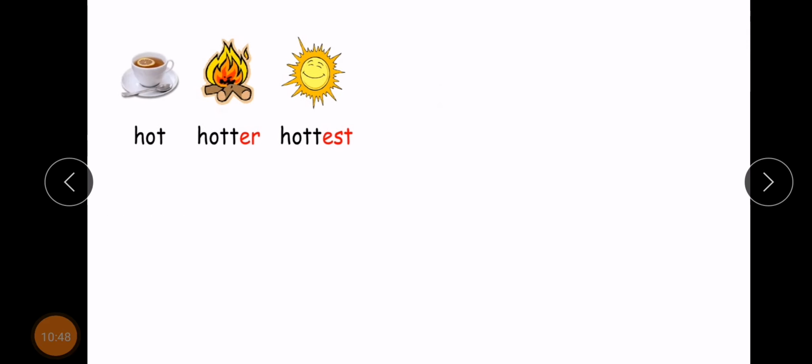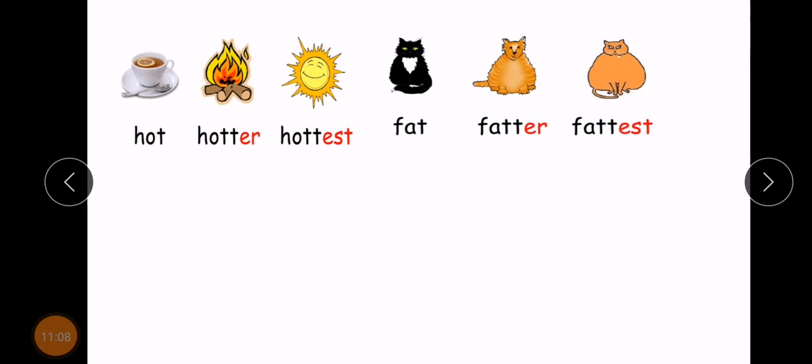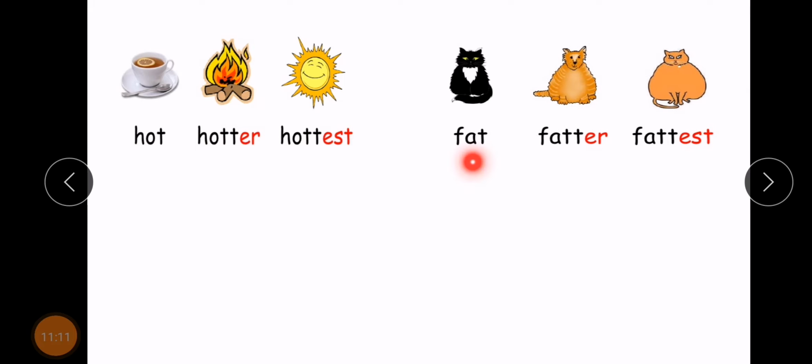Here we have some adjectives, some pictures, comparing them together. First we have the tea is hot. Then we say the fire is hotter than the tea. Then the sun is the hottest one of all. We have the adjective fat. We say the first cat is fat. The second cat is fatter than the first cat. But the last one is the fattest one of all.